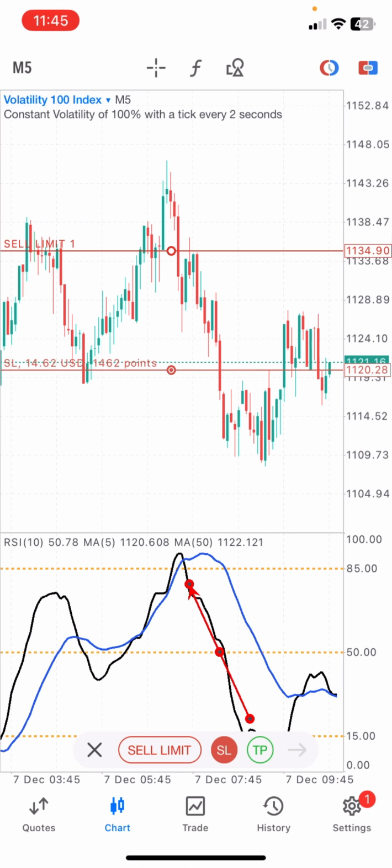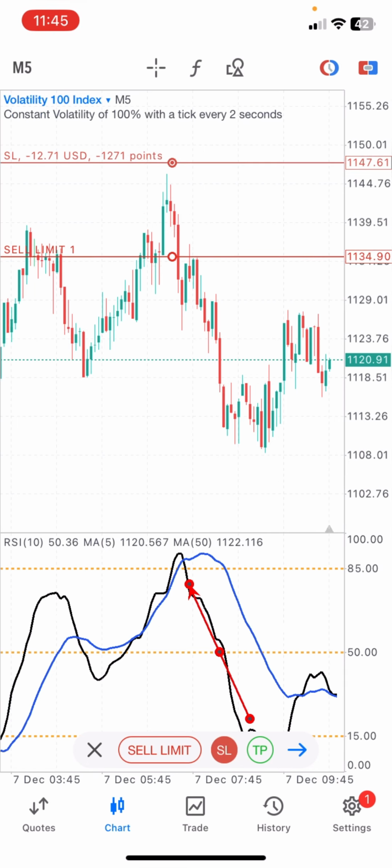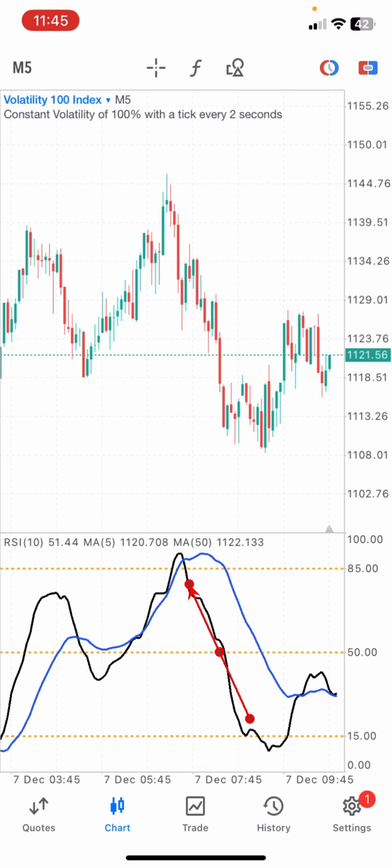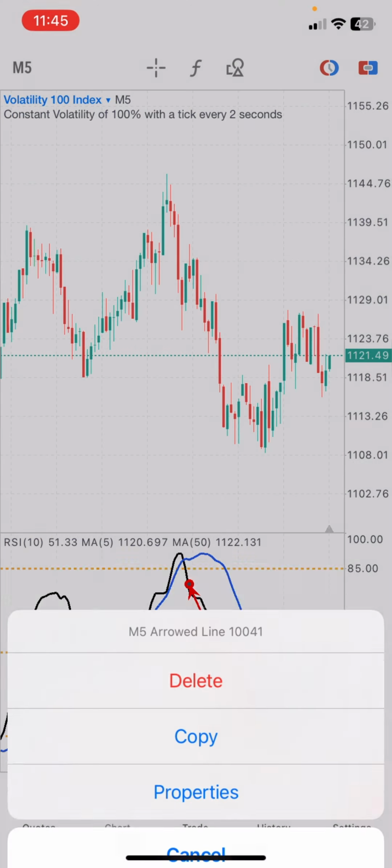As we all know, we set our stop loss above the resistance or the support area, and we take profit at the support or the resistance area as well. As simple as that, guys.